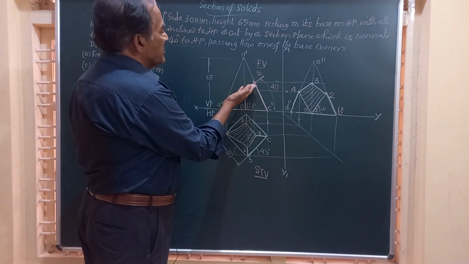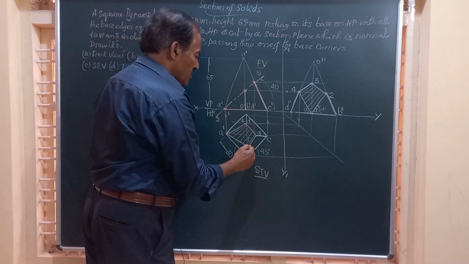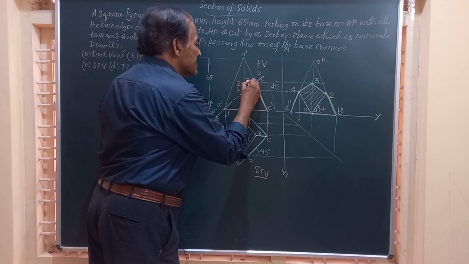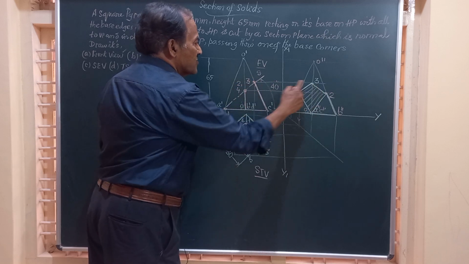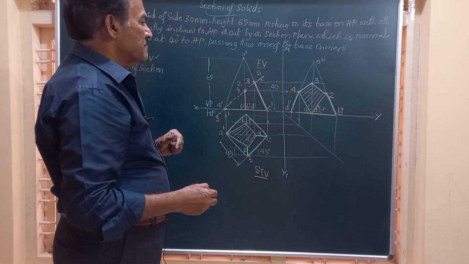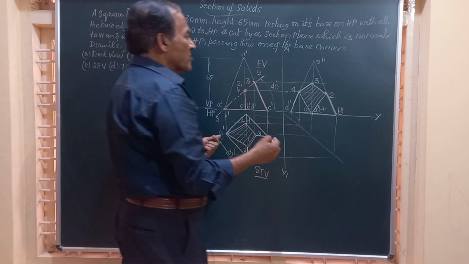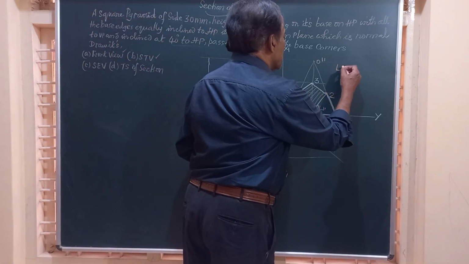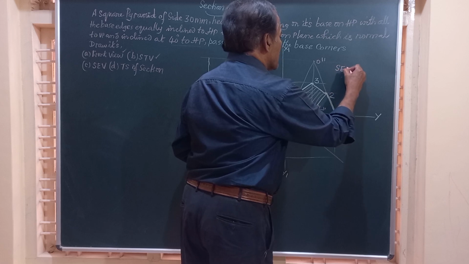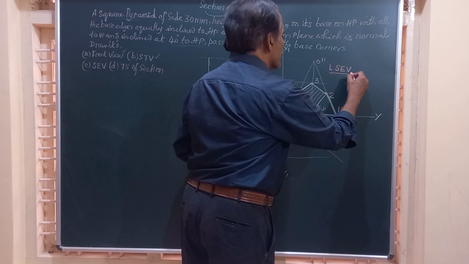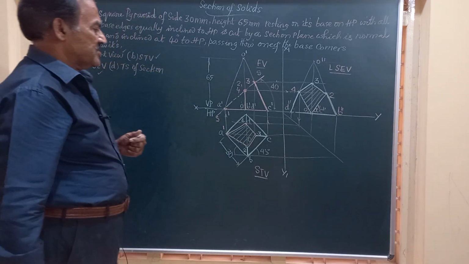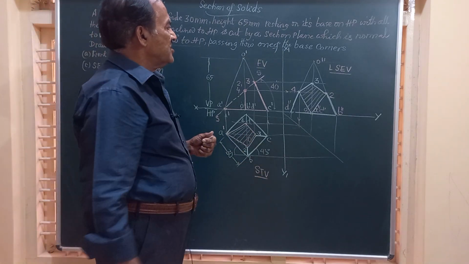Friends, the portion above this, that is to say this is 1, this is 2, 4, this point is 3, we have marked. 3 should come on this, 2 and 4 here, 1 on this. Friends, this view you have got here is called sectional end view, SEV, or left sectional end view. So that is SEV or left sectional end view. This is the sectional top view.